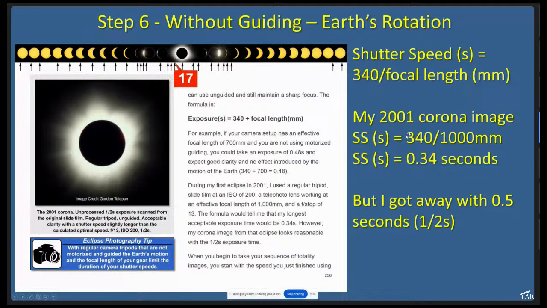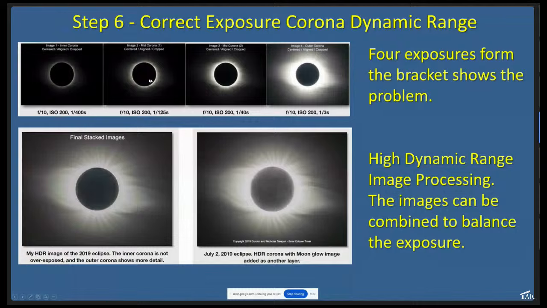And so the formula would say that 340 divided by 1,000 meant that I can only get away with 1/3 of a second exposure. But this was 0.5 seconds and I got away with it. So I think you can get away with a little bit more than the formula if you're not guiding. And so the goal is to have a set of bracketed corona images so that you can learn how to do high dynamic range image processing and be able to balance the dynamic range between the inner corona and the outer filaments of the corona.